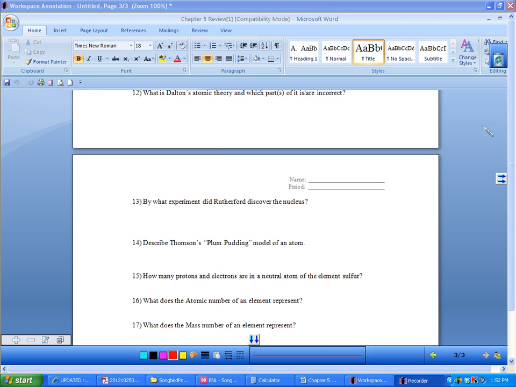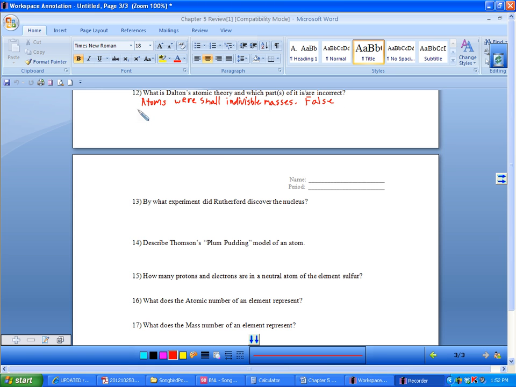Number 12 says, what is Dalton's atomic theory and which parts of it is or are incorrect? Okay, so the first thing he said was that atoms were small and indivisible masses, and we know that that's not true. They are small, but we can split the nucleus. So that's false because of him saying it was indivisible.